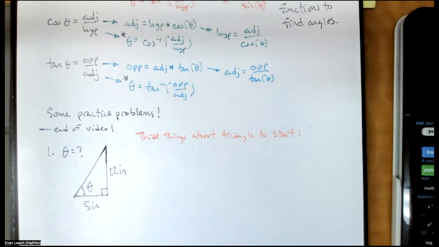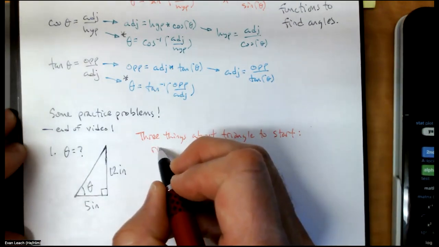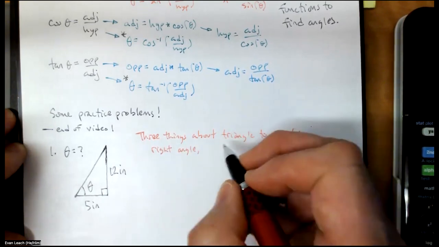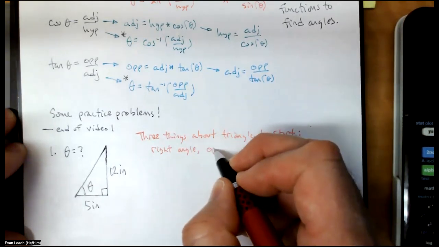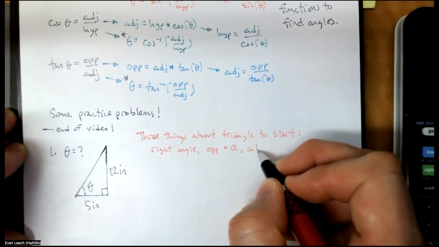We are given 3 things about this triangle. Number 1, it is a right triangle, so there's a right angle. And we have the side opposite. And the side adjacent.